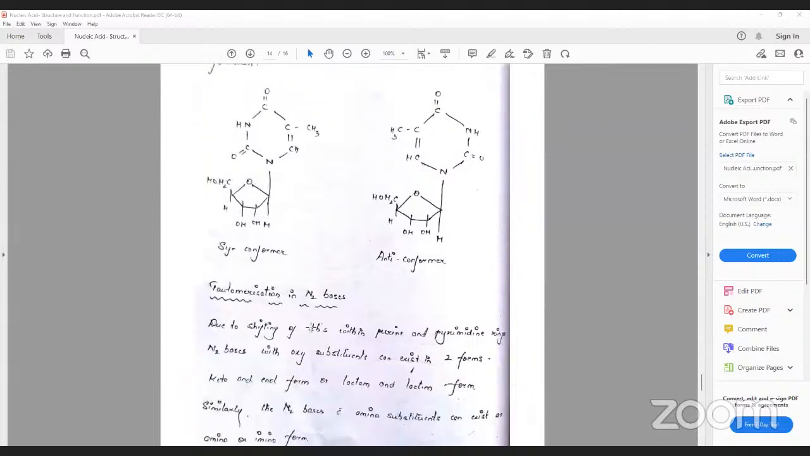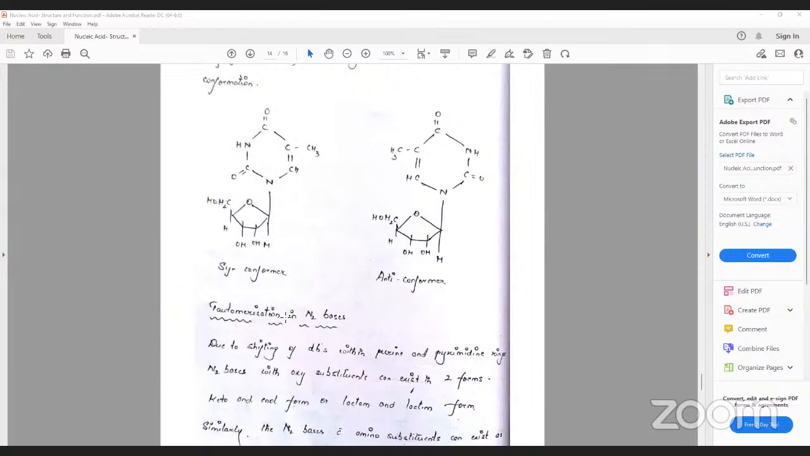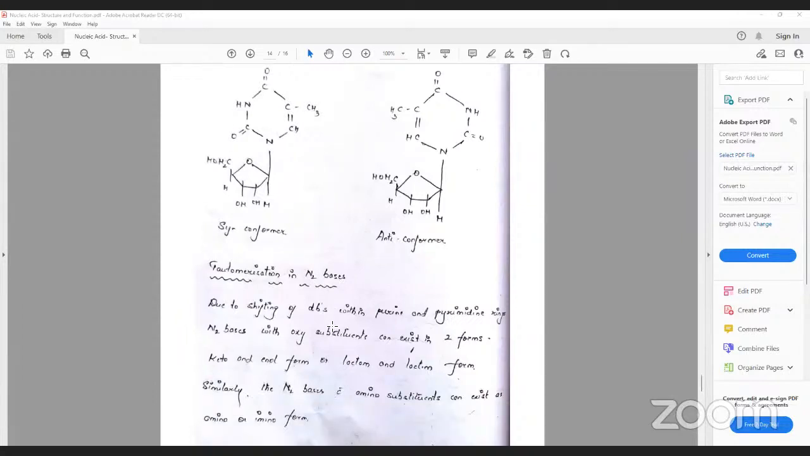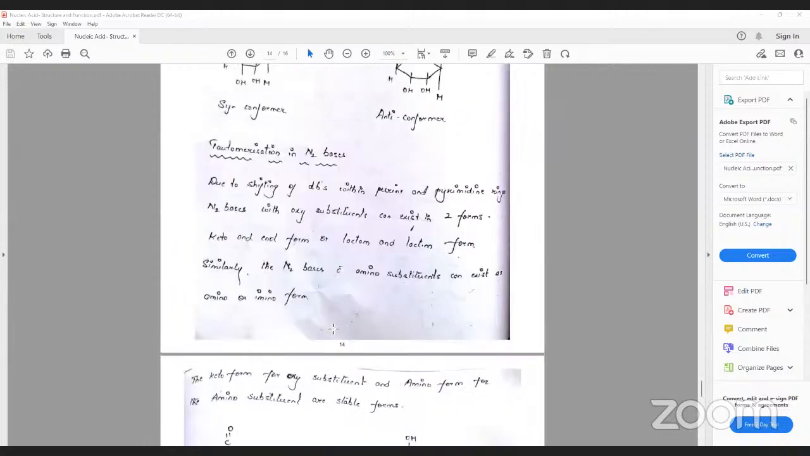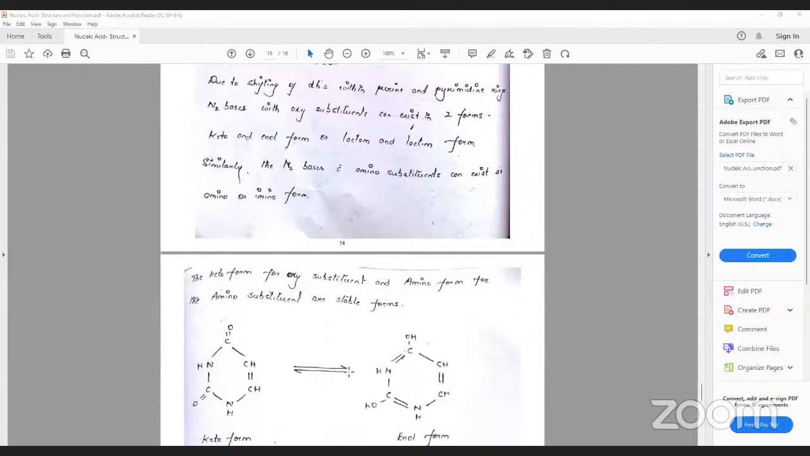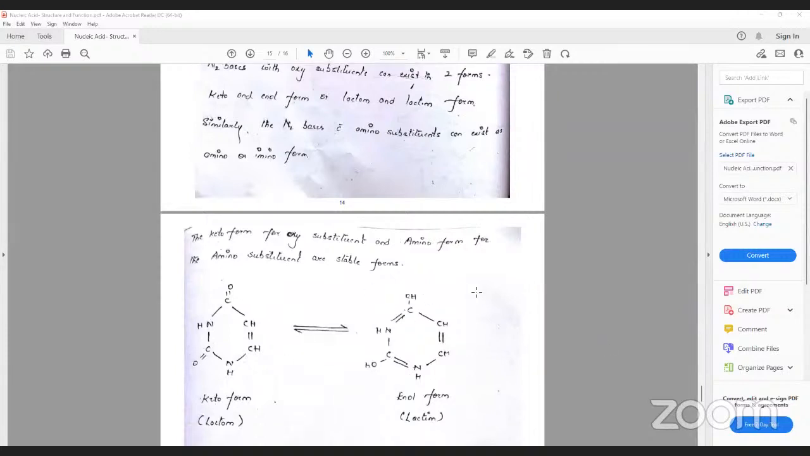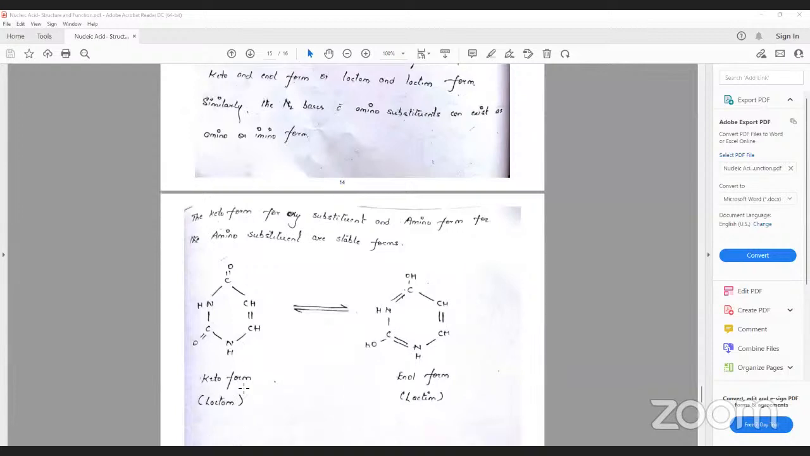Okay, now coming to tautomerization. I had explained about this during the endiol formation of sugar residues when they are placed in acidic or alkaline conditions. So due to tautomerization, there exist two different forms of these nucleotides. One is the keto form and one is the enol form. The keto form is very evident because it has the keto group. This is the ketone group. Here, when you link the hydrogen, it becomes the enol form. These are also called the lactam and the lactim forms of nucleotides.